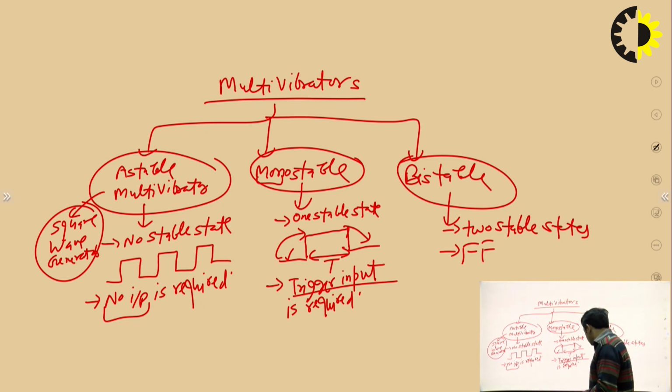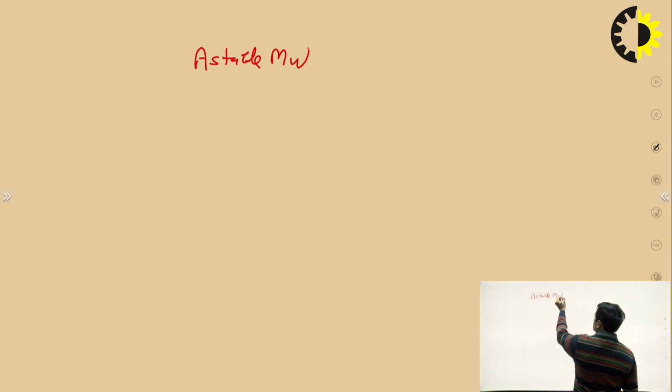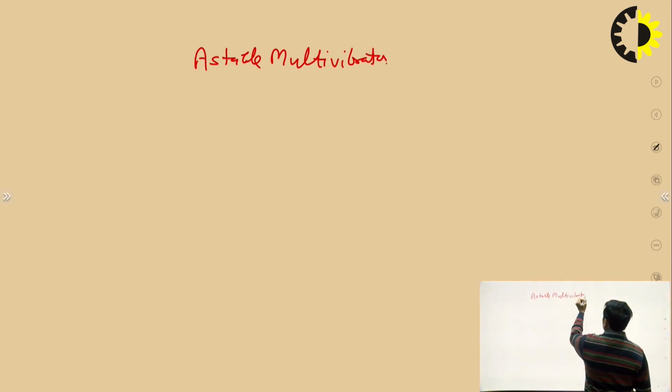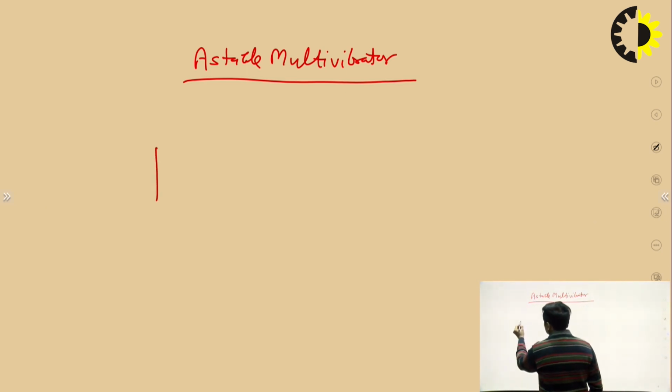Now starting with the astable multivibrator. See, we can design an astable multivibrator using 741 op-amp IC, as well as we can design this astable multivibrator using 555 timer IC also. Similarly, monostable multivibrator can be designed with the help of 741 op-amp IC as well as with the help of 555 timer IC. In this class, I am going to design this astable multivibrator using 741 op-amp IC. Fine. So let me draw the circuit.